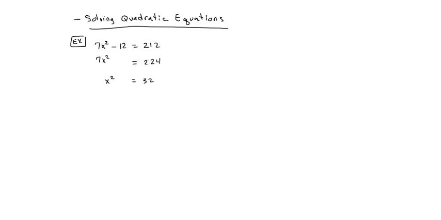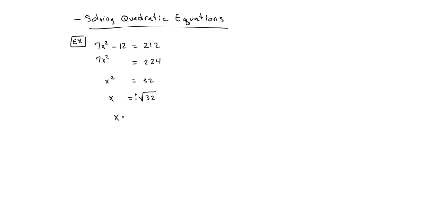Now, I'm going to take the square root here, take the square root here. When you take the square root, it's always preceded by a plus and minus, meaning there is a positive and a negative possibility. This could be positive, this could be negative. So it's always plus and minus the square root of 32. At this point, you're going to simplify that out.